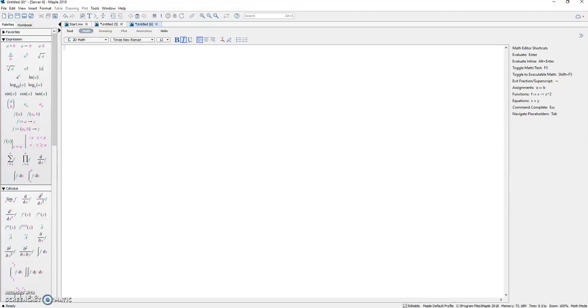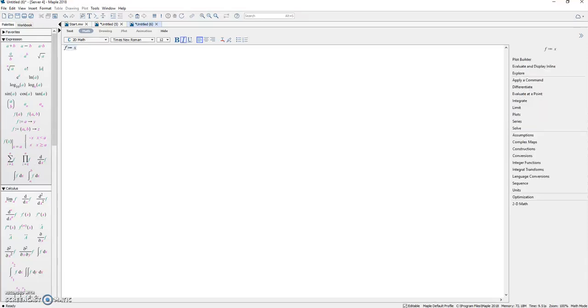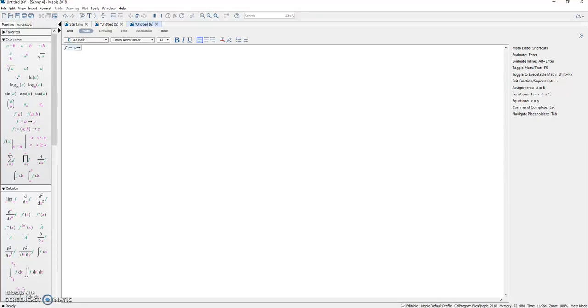To create a function, you type the name of your function, f in this case, followed by a colon, an equal sign, your independent variable, x in this case, and then a right pointing arrow, which you can create by typing a dash and the greater than key on the keyboard. Finally, type in the expression for your function. Our function again was e to the x plus 4.